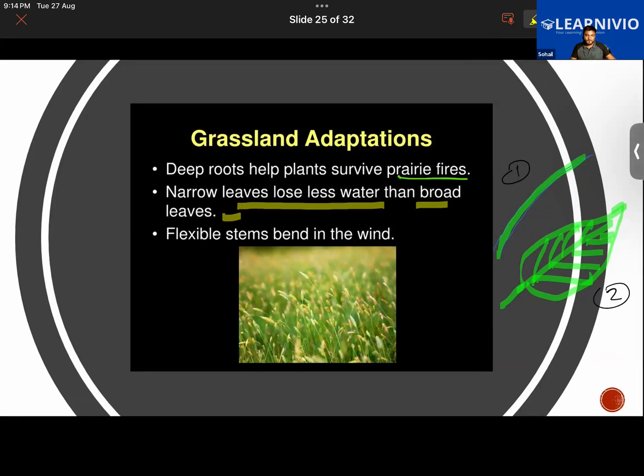If there is so much fire going on, can they regrow? If all the grasses are burnt, their roots would be so deep that the plants can survive that fire, even if the upper part is burnt. I'm asking about the second one. Can they regrow?